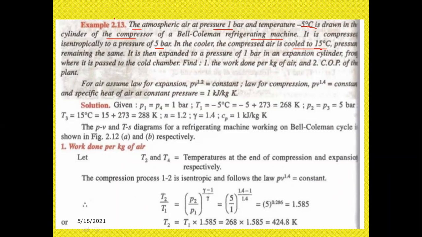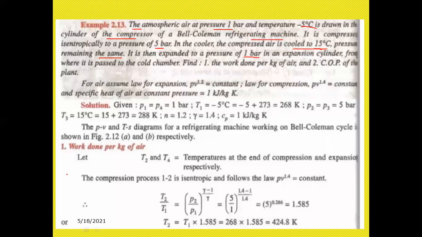The pressure remains the same. So the pressure is the same at T3. It is then expanded based on the graph. It is then expanded to a pressure of 1 bar. So P1, P4 is equal to 1 bar. That is for sure. And the 5 bar is equal to P2 is equal to P3, that is equal to 5 bar.